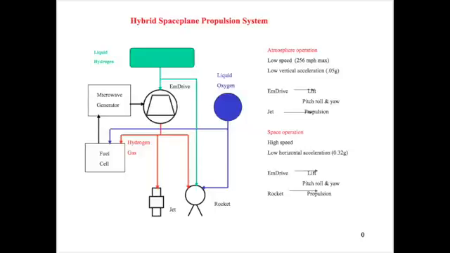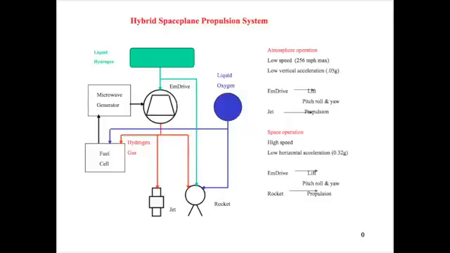So we're talking about a typical atmospheric operation of probably only reaching a maximum speed of around 250 miles an hour. We're going to have very low vertical acceleration of the order of 0.05 of a g. That's about half a metre per second squared. EmDrive will be used to provide the lift, but also the pitch and roll and yaw control, and we will use a jet for propulsion. Now, this is in the atmosphere.